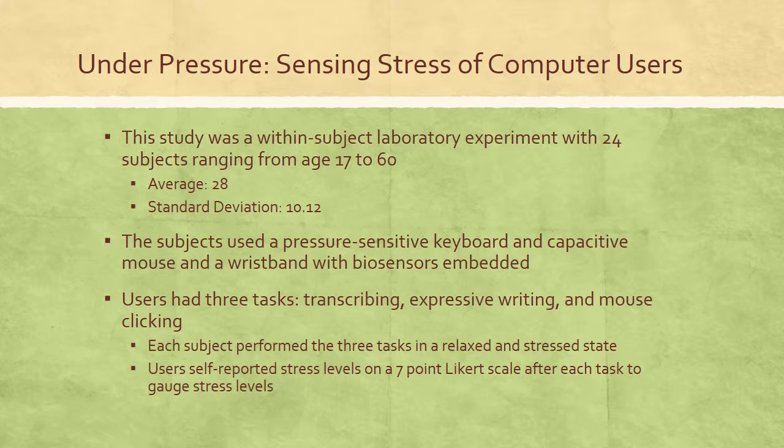Being a within-subject experiment, each of the subjects performed the 3 tasks once in a relaxed environment, in a relaxed mood, and once in a stressed mood. After each task, the users self-reported stress levels on a 7-point Likert scale, and that was so that the researchers could gauge whether or not the users actually felt stressed.